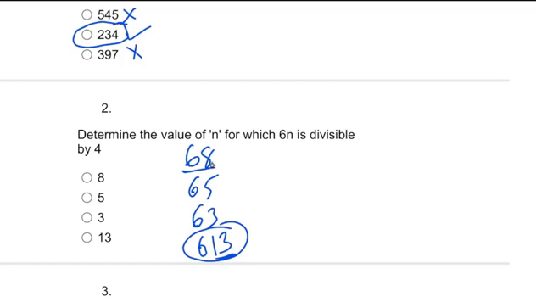But let's check 68. 4 in 6 is 1, remainder 2. 4 in 28 is 7. So this is divisible by 4. This one is not divisible by 4, and this one is not divisible by 4, which means the answer is 8. I hope that is very clear.